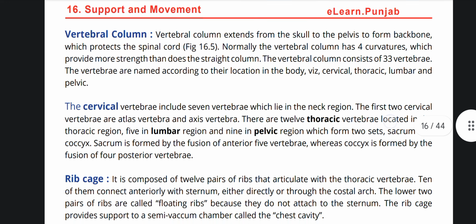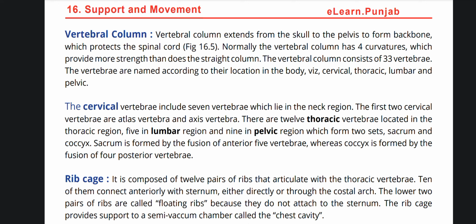Vertebral column. The vertebral column extends from the skull to the pelvis to form the backbone, which protects the spinal cord. Normally, the vertebral column has four curvatures, which provide more strength than does a straight column. The vertebral column consists of 33 vertebrae.